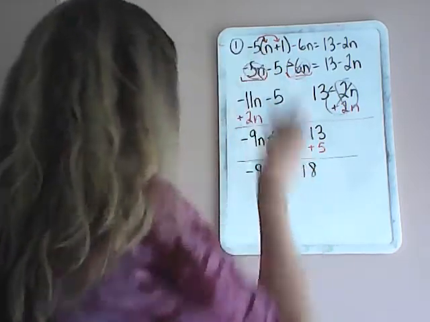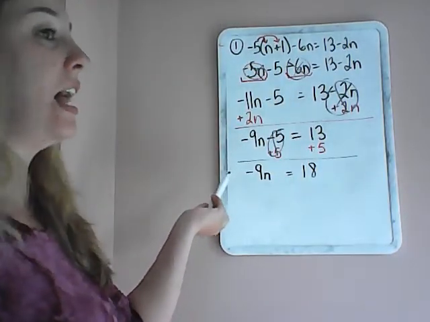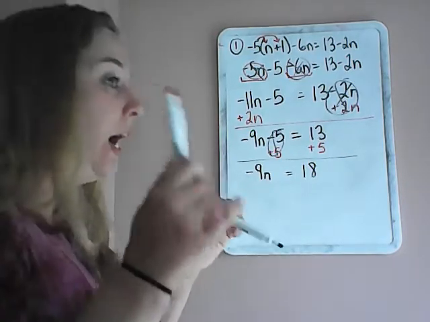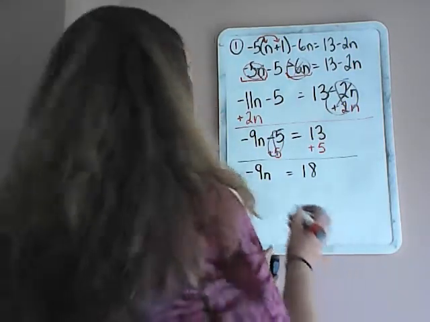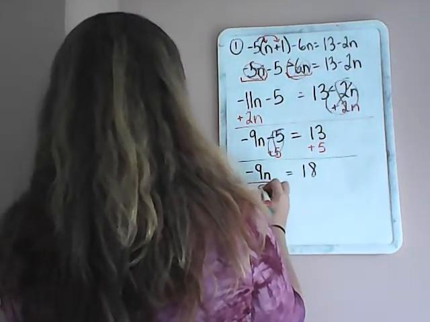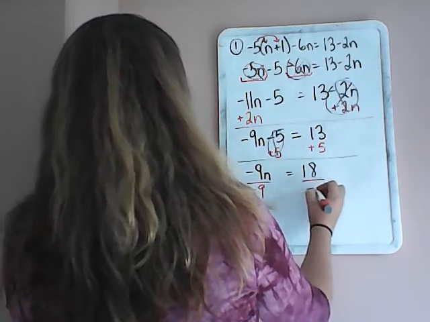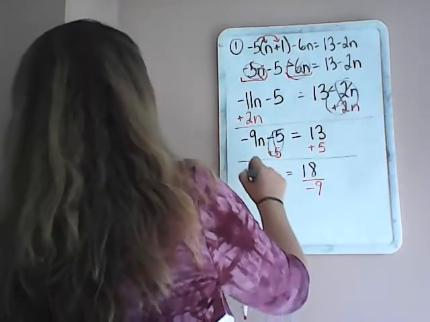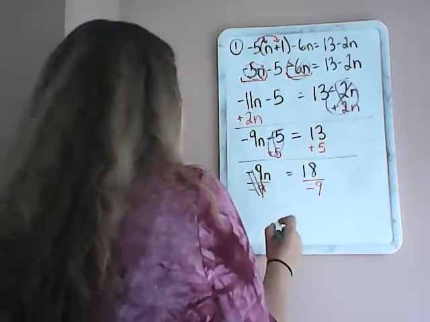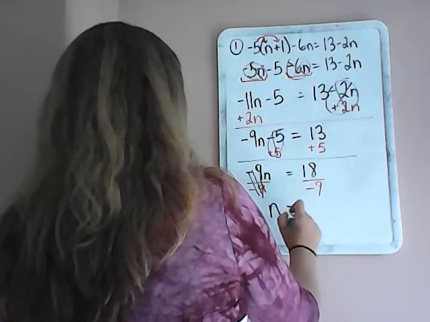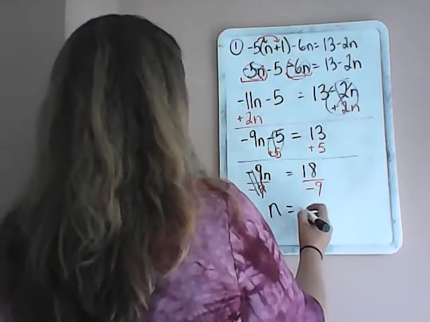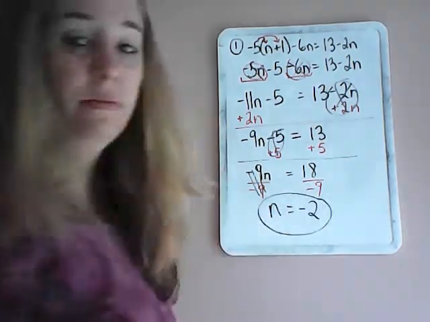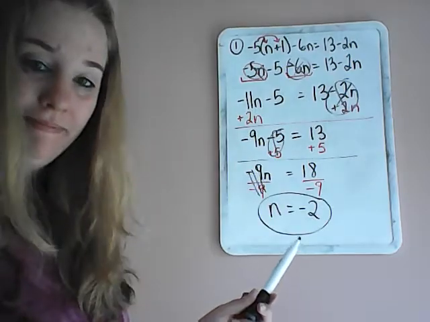And now, like I've said in previous videos, right, this is -9 times n. So to undo the times, the multiplication, we are going to divide. And we do it to both sides. -9 divided by -9 is 1. So you really have 1n, or just plain old n, equals 18 divided by -9 is -2. So your answer is -2.